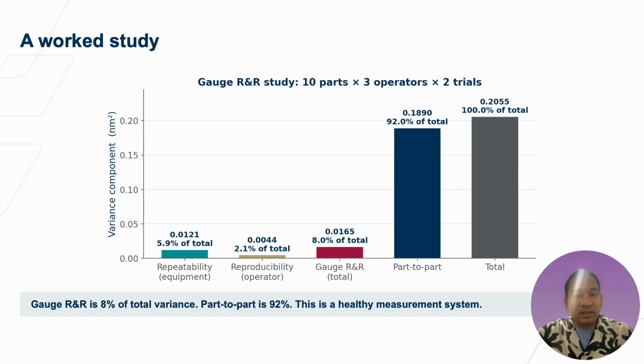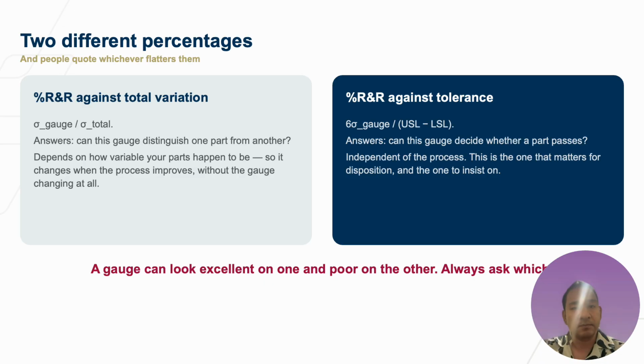Note that we are working in variances throughout, because variances add. If you convert to standard deviation, the gauge is about 28% of the total sigma, which sounds much worse. Both numbers are correct. This is exactly why you must always say which quantity you are quoting. Which brings us to different percentages that people quote interchangeably and should not.